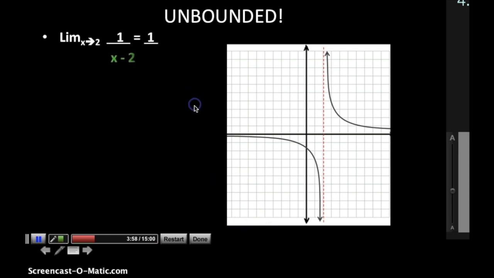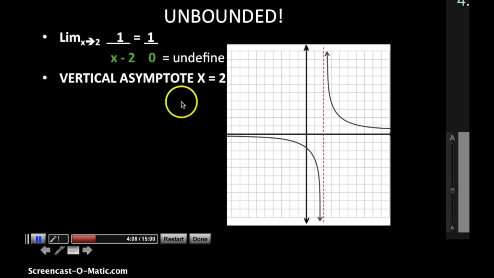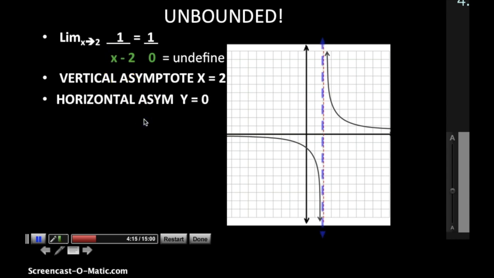Here's another graph. It's basically the same thing, except we emphasize here the number 2. If you plug 2 in here, you get a 0 in the denominator, which means undefined, which means the vertical asymptote is at x equals 2. You can see that in the drawing. There it is, x equals 2. And the horizontal asymptote is still y equals 0.